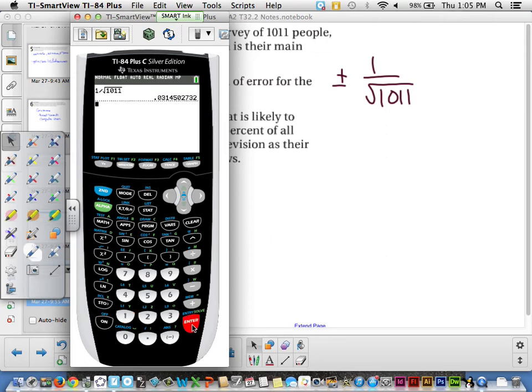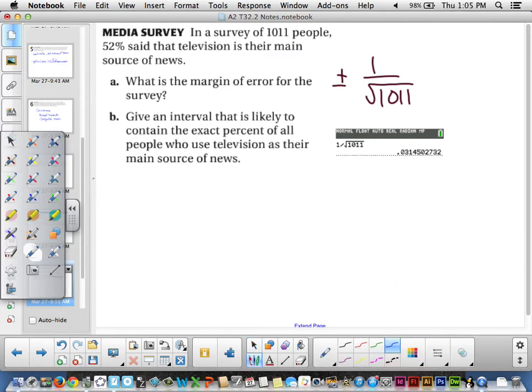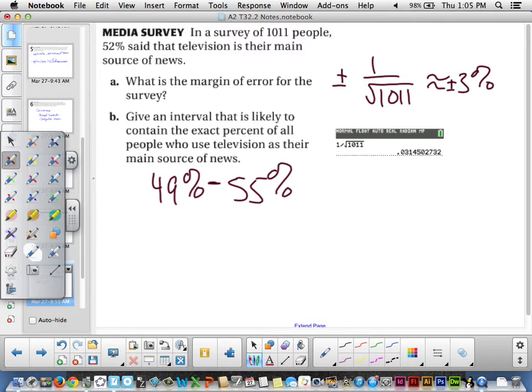The margin of error here is 0.031, which is roughly 3%. So plus or minus 3%. So that means our actual interval would be between 52 minus 3%, which is 49%, and 52 plus 3%, which is 55%. So likely, not guaranteed, but likely, the number of people getting their news from television is 49 to 55%.